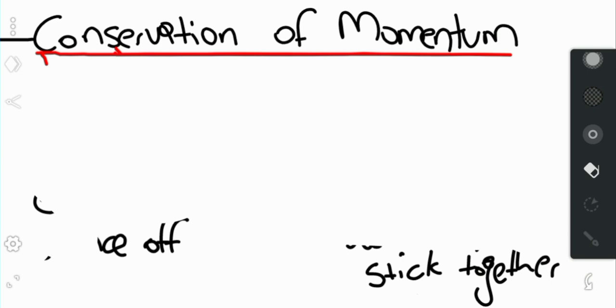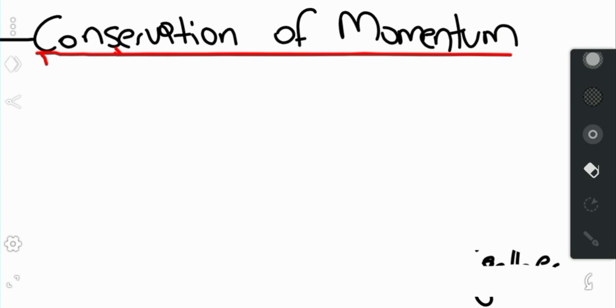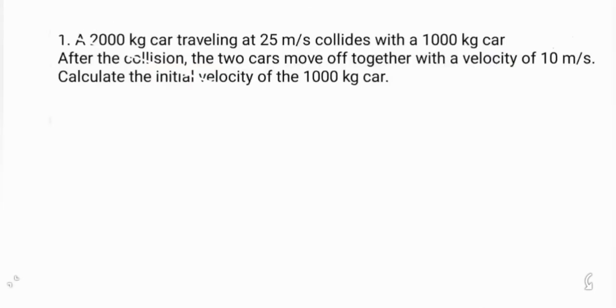Now let us put this information into practice. Let us try to work on some example problems. Let us dive into practice problems based on conservation of momentum. Number 1. A 2000 kg car traveling at 25 meters per second collides with a 1000 kg car. After the collision, the two cars move off with a velocity of 10 meters per second. Calculate the initial velocity of the 1000 kg car.